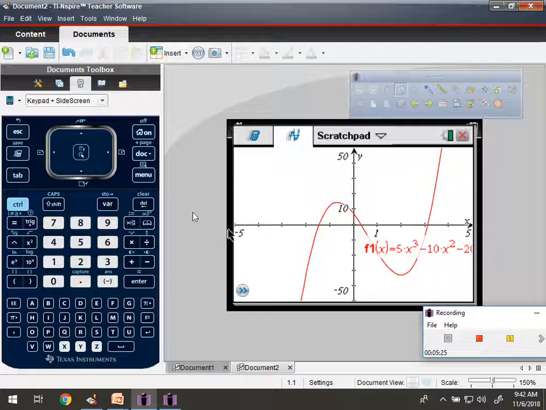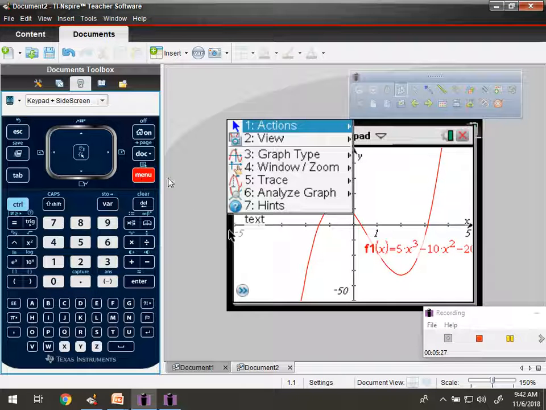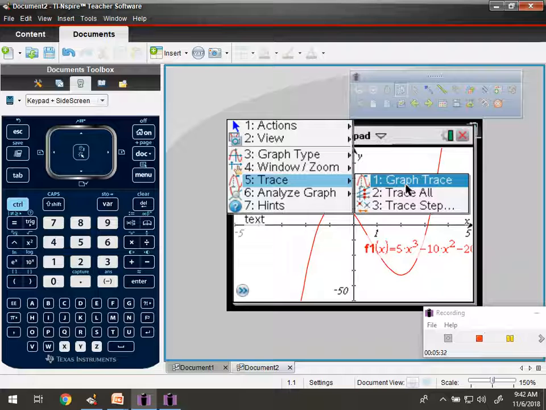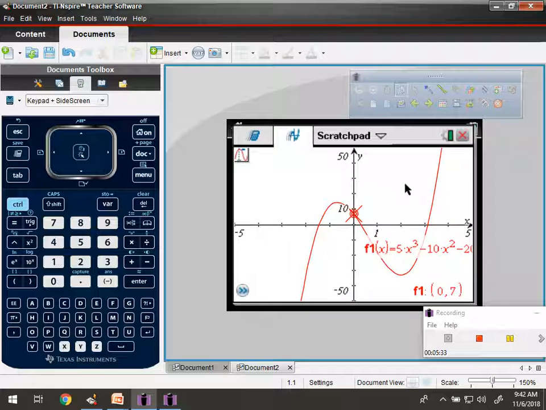So what I'll do is I'll hit Menu, I'll go to Trace, and then I'll go to Graph Trace. So Menu, Trace, and then Graph Trace. And if you notice, the little bullseye comes up, and if you press to the left in my case, it will tell you where my maximum is. My maximum is at that point. And so what I would do is I would graph this on a piece of paper, and I'd go ahead and write down that point.